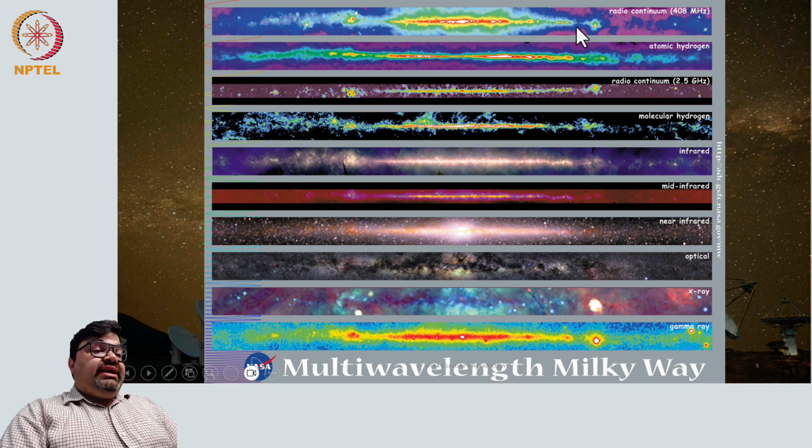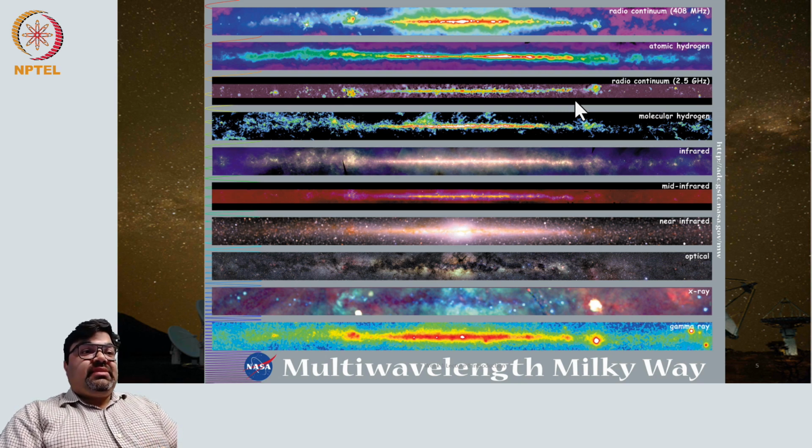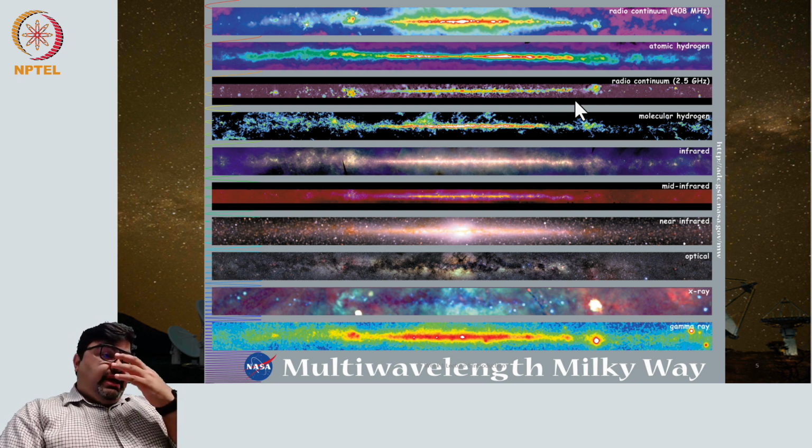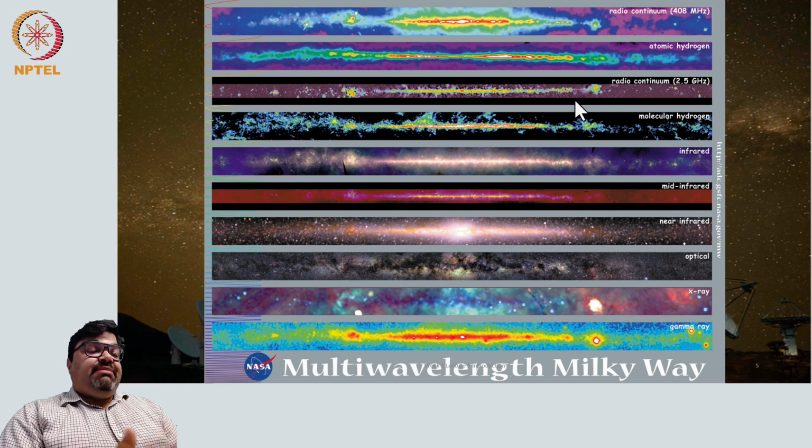And you can see for each wavelength, the Milky Way appears different than before. That means there are different physical, astrophysical processes taking place at these different wavelengths. And so if you really want to make a complete understanding about a particular source, about a particular object in the cosmos, you need to understand and observe at different wavelength bands. Only then can you reconstruct the information about the particular object completely.